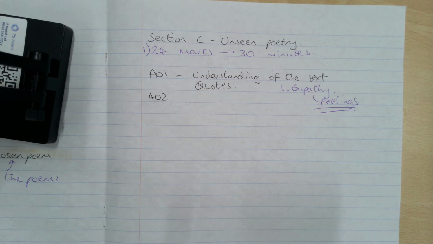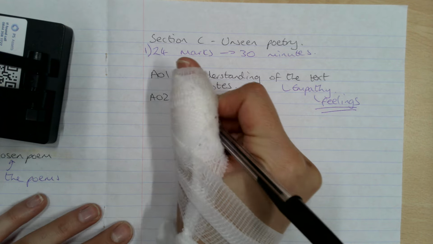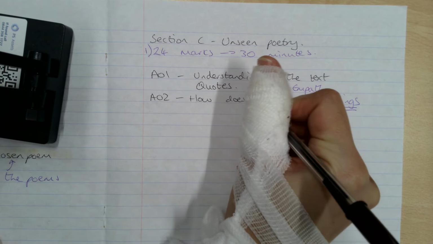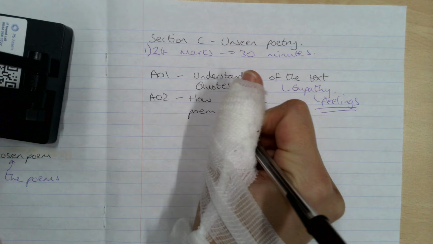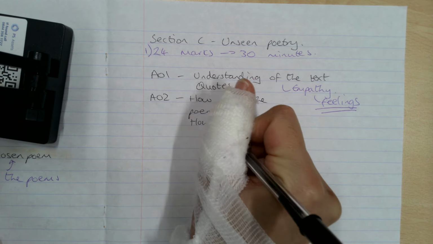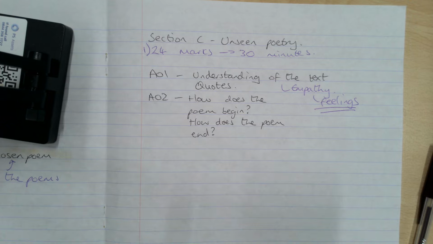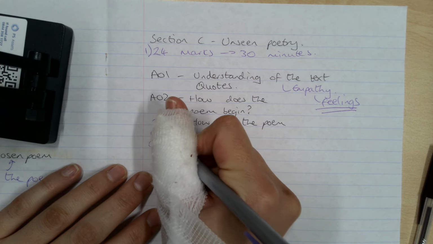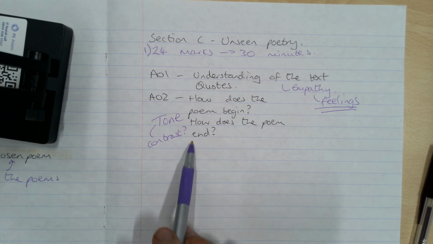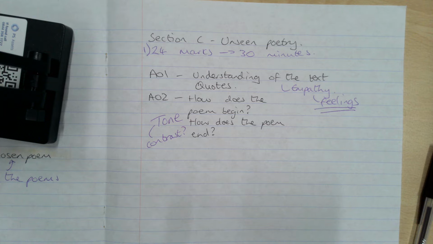Now for your AO2, for your methods, I really want you thinking about how does the poem begin, and then how does the poem end, and connect those ideas to tone. Are there similarities in the tone across the text, or is there contrast? And why might that be? So that's a really good starting point. How does the poem begin? How does the poem end?